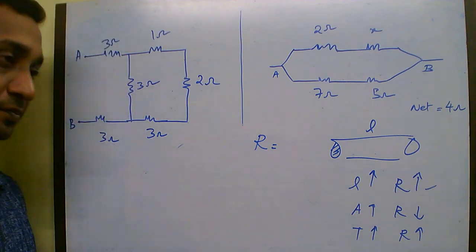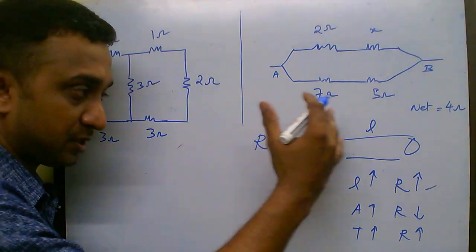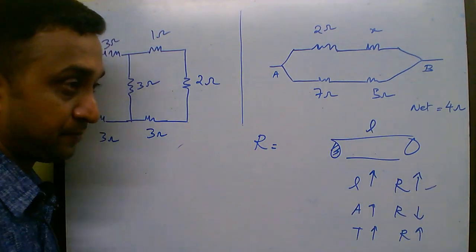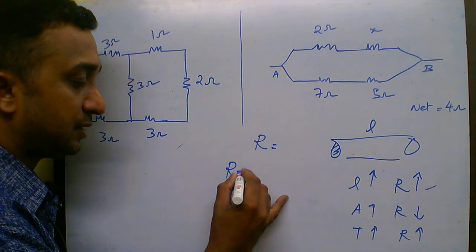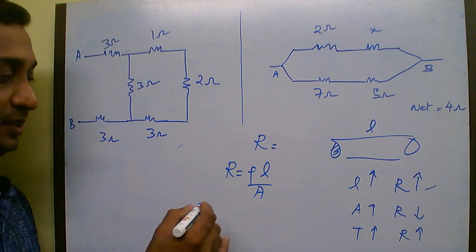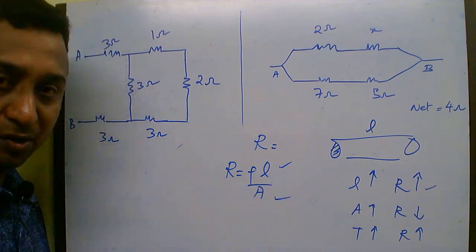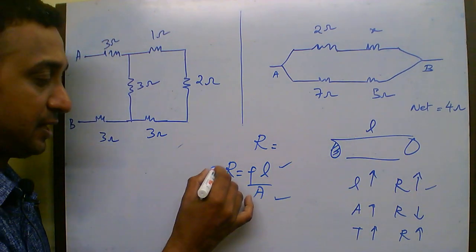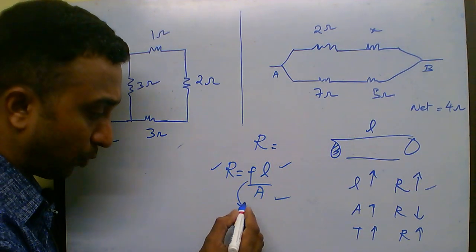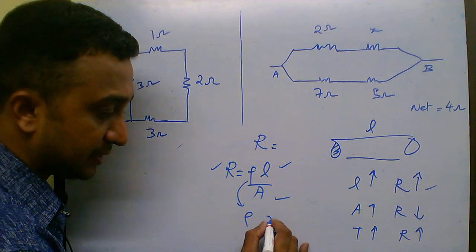Now coming back to these sort of problems, hope you understood what resistance is and how it varies. So you have a formula like this: R is equal to rho times L by A. In this, L denotes the length, A denotes the area of cross section of the conductor, and R is the resistance. Then what is this rho? Something like P. So rho is what you call the resistivity.